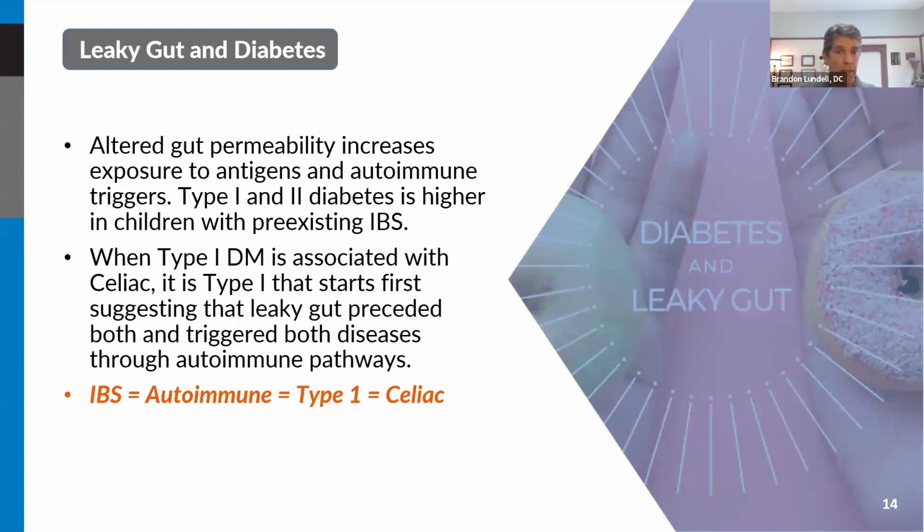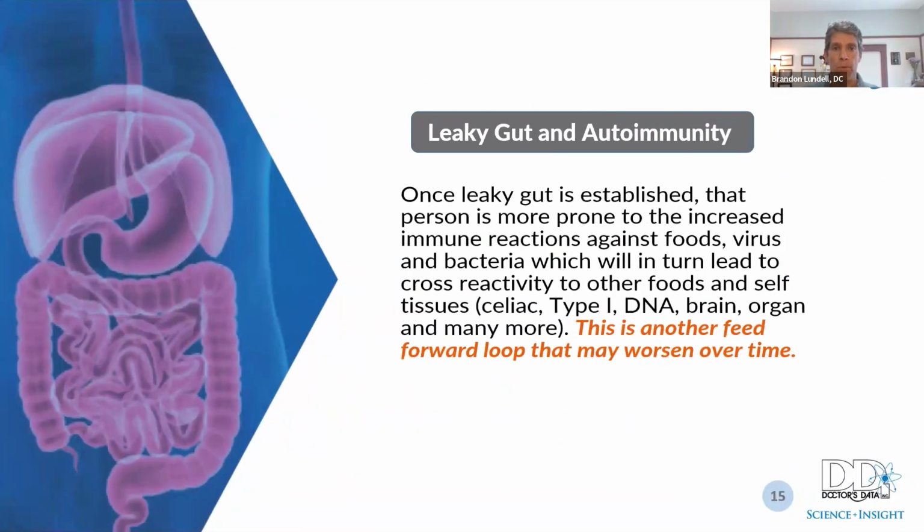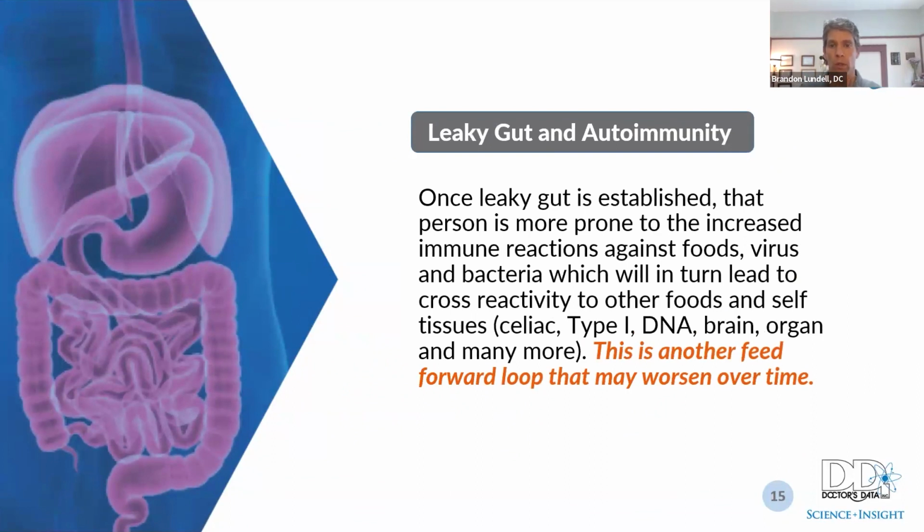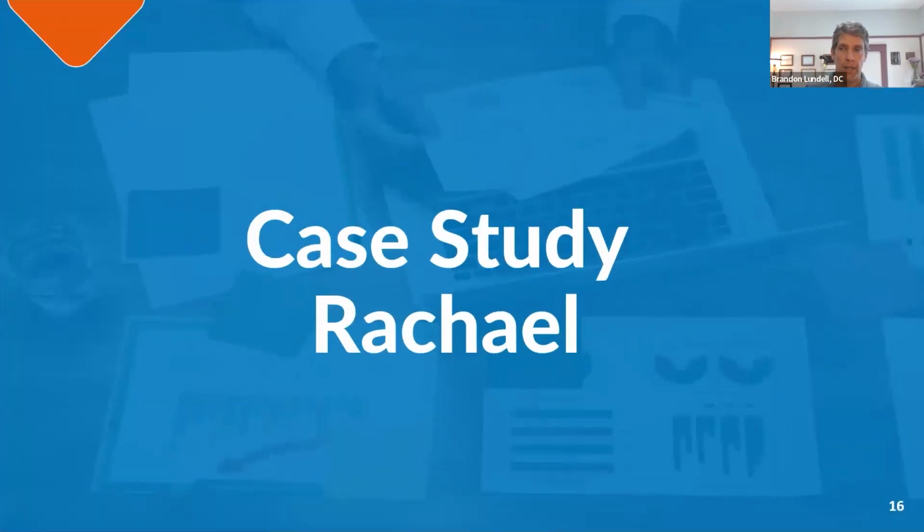Treating, whether it's type 1 or type 2, whether it's celiac, whether it's rheumatoid, whether it's lupus, whether it's seronegative autoimmune, this becomes really important. So that's what we want to look at, really addressing the leaky gut.